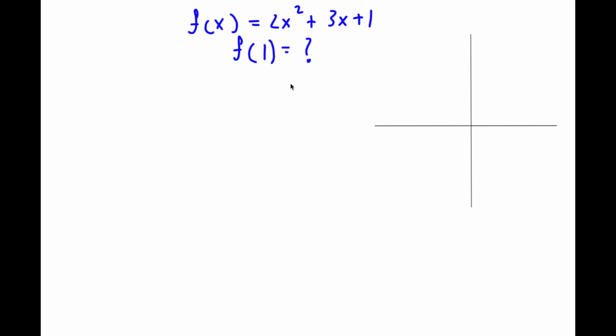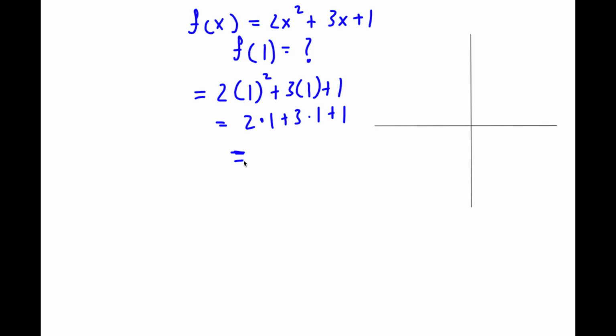What many people would do in an instance like this is simply plug in 1 for x, right? So this would be 2 times 1 squared plus 3 times 1 plus 1. 1 squared is 1, so we have 2 times 1 plus 3 times 1 plus 1. This is equal to 2 plus 3 plus 1, which is 2 plus 3 is 5, 5 plus 1 is 6. So 6 is our value for f of 1.